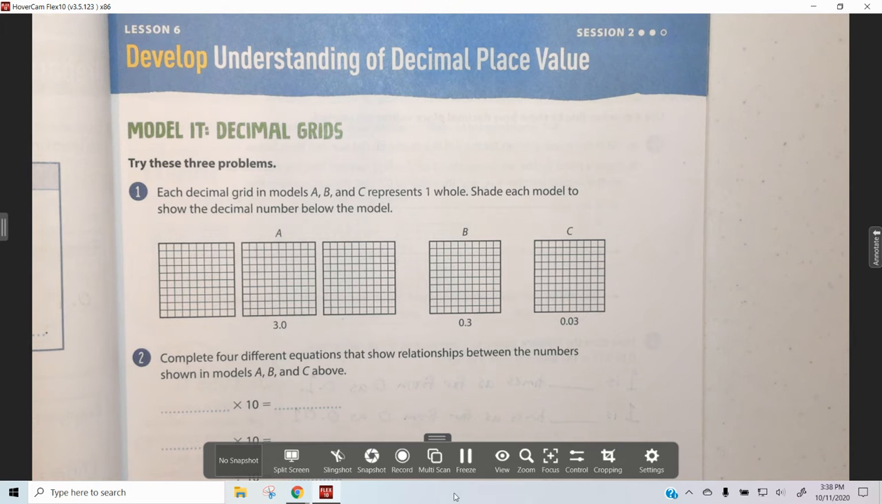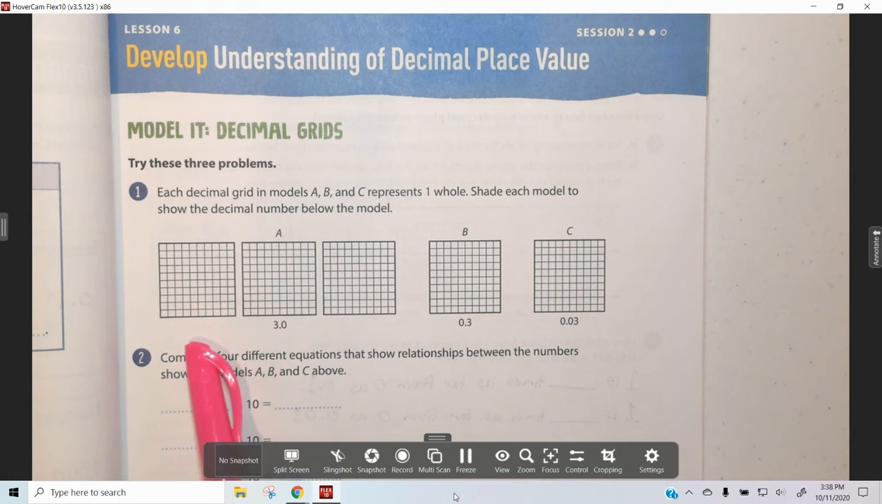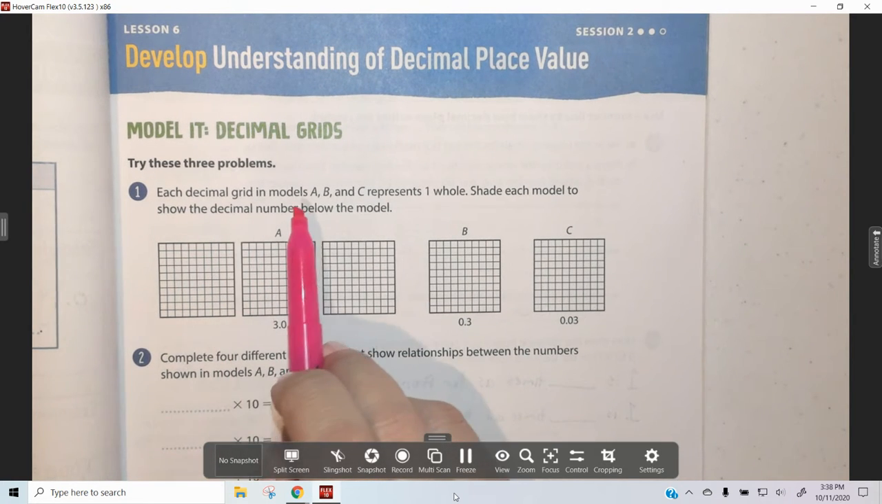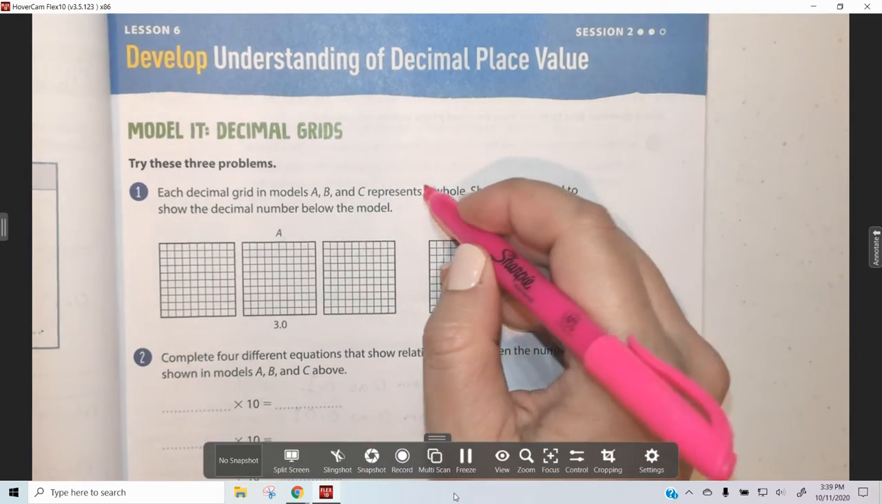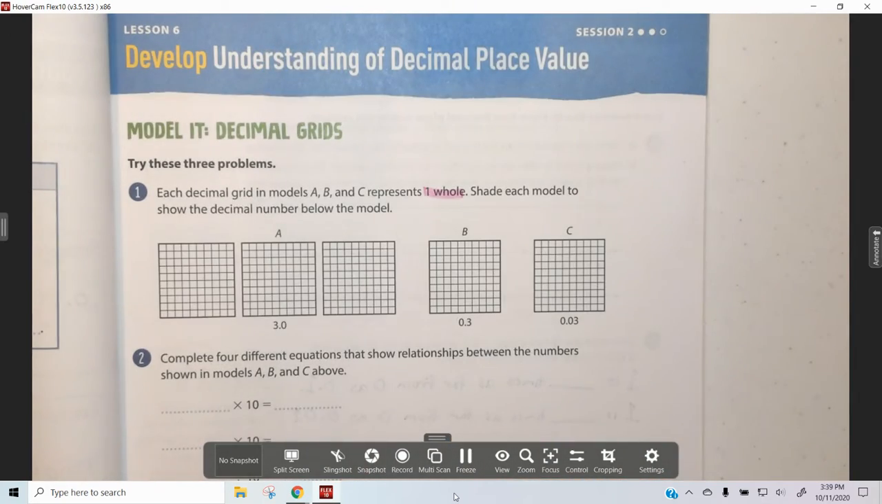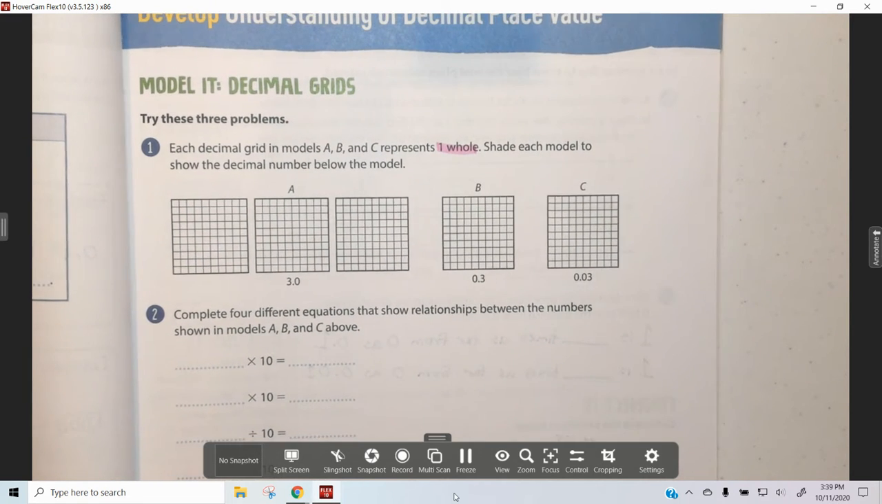So the first thing we're going to do is work with some decimal grids. Each of these grids has a total of 100 boxes, and each grid represents a whole. It says each decimal grid in models A, B, and C represents one whole. We're going to shade each model to show the decimal number below the model.